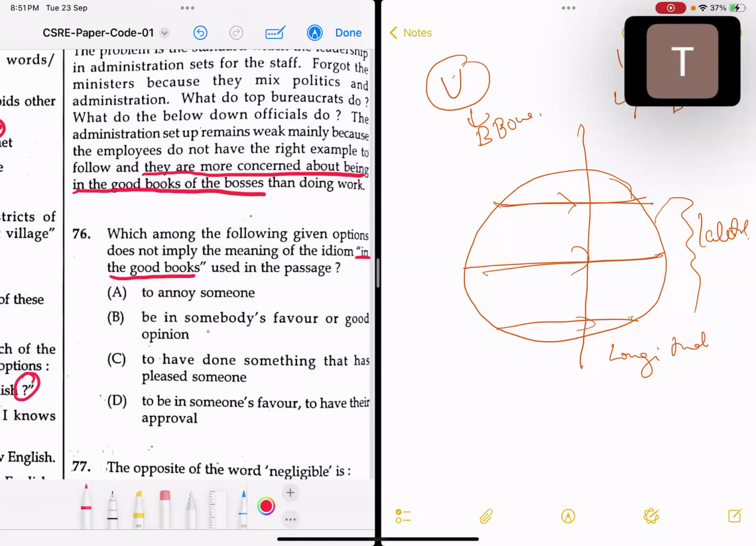So to be in somebody's favor, good opinion, is correct. It's a correct meaning. So we have to see the one which does not imply, okay? To have done something that has pleased someone is also a correct meaning, and to be in someone's favor is also a correct meaning. So in good books does not imply to annoy someone, right?